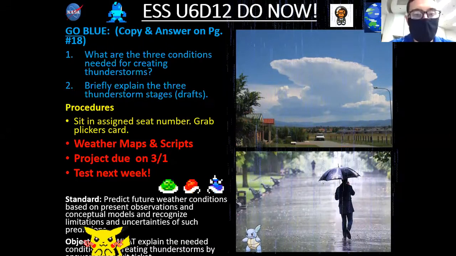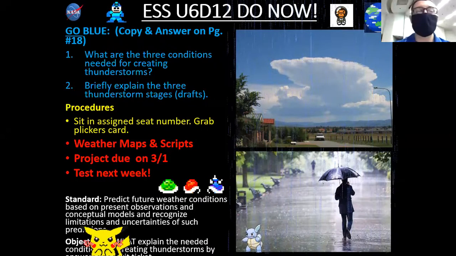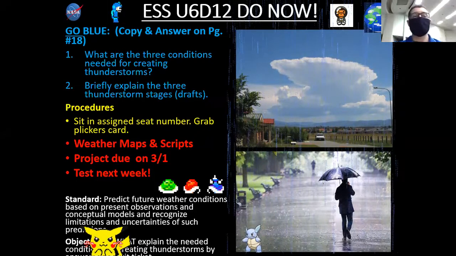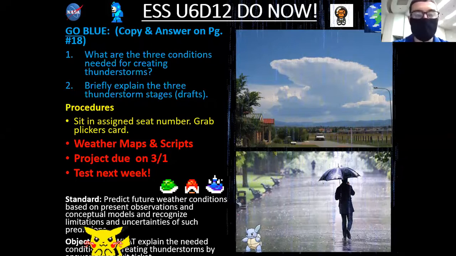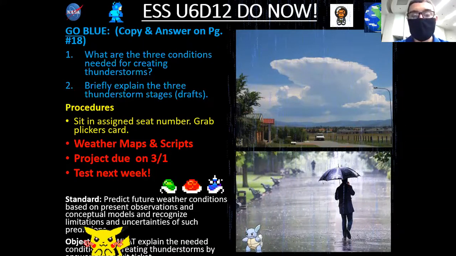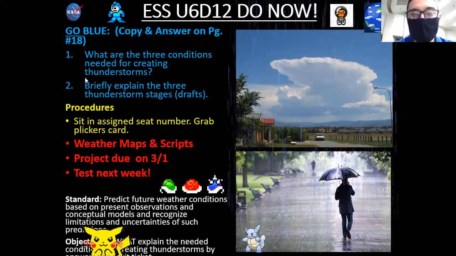Okay, number 1, what are the 3 conditions needed for creating thunderstorms? And number 2, again, this is on page 18, briefly explain the 3 thunderstorm stages. This is our Go Blue for the day. Have these ready for notebook checks, which I believe will begin very soon. So if you guys want to add to that in the chat, take a moment. If not, I'll move on.